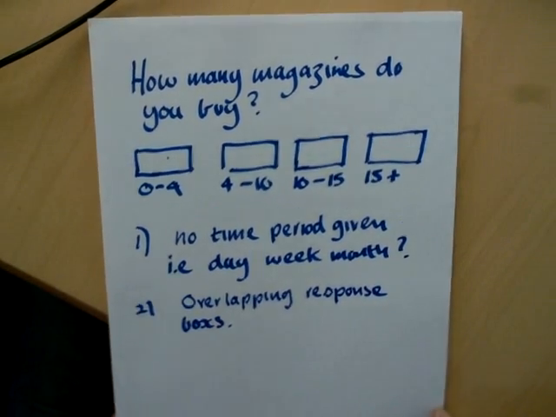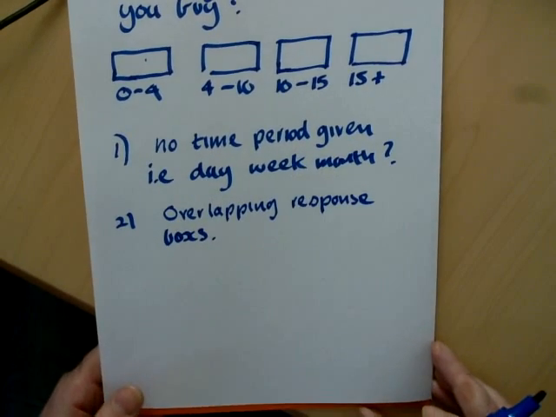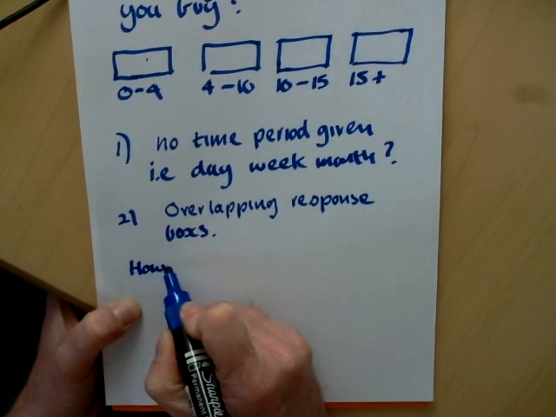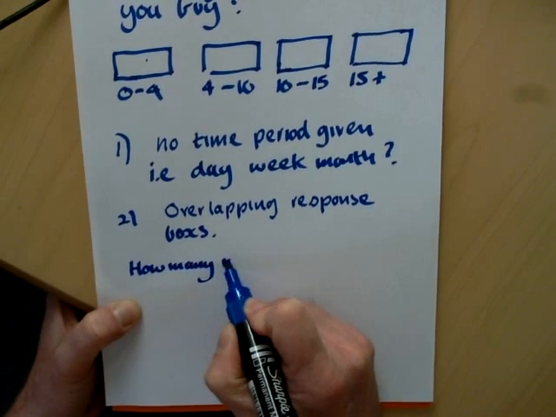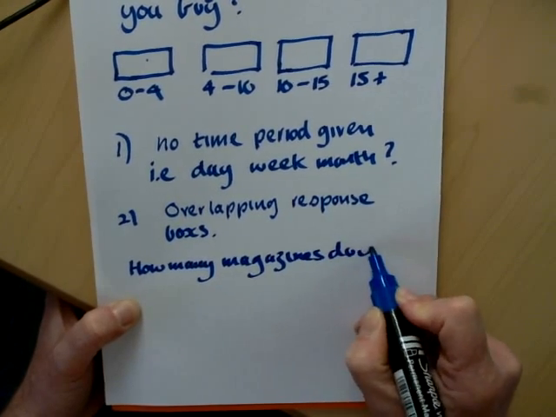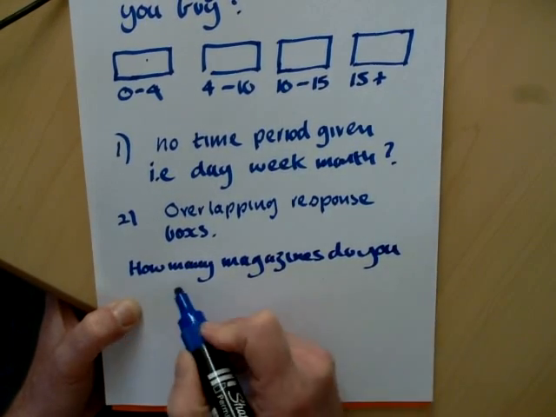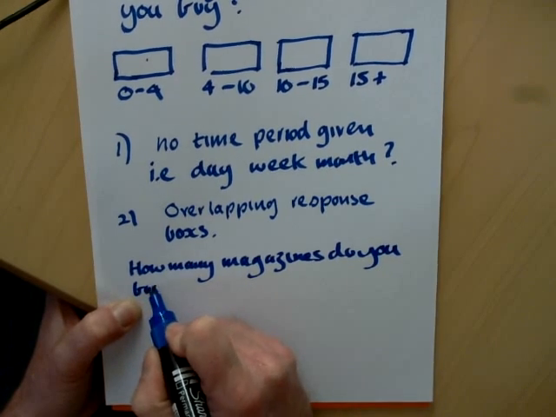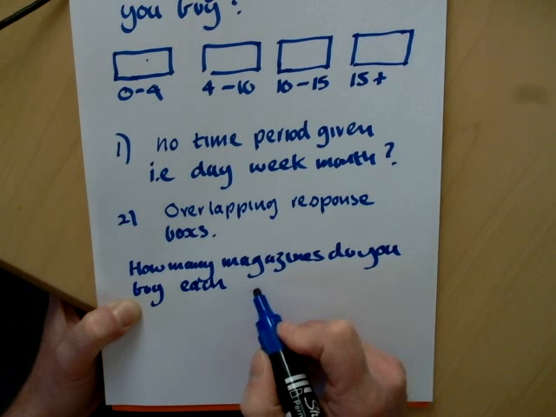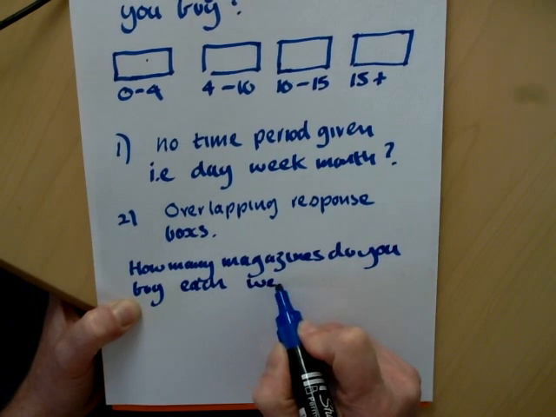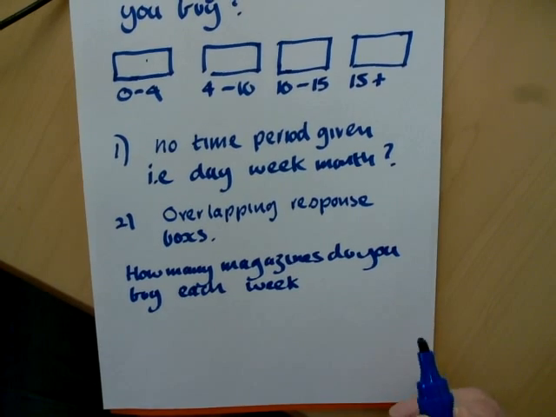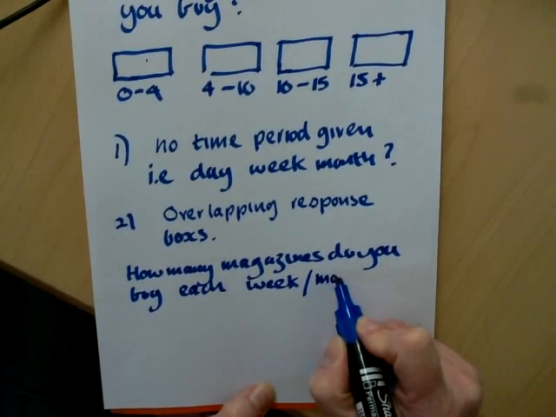So if you were then asked to write a better question, then you would write something like this. How many magazines do you buy? So almost the same question, do you buy, and then putting a time period by each. And then probably a week or a month would be the best thing to put. Could be a day, but it's not likely many people will buy loads every day. So each week or say month.